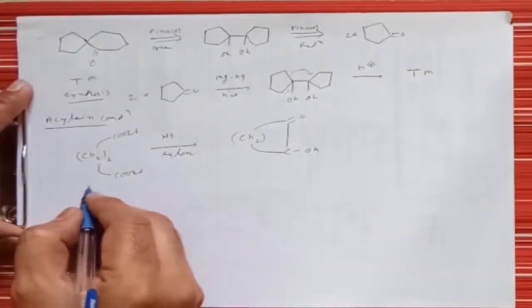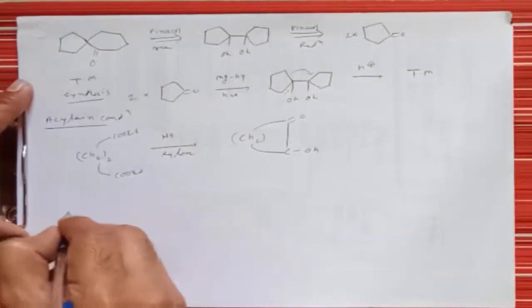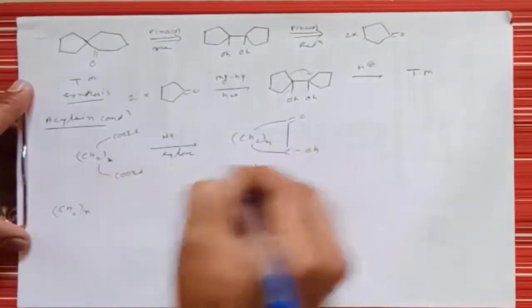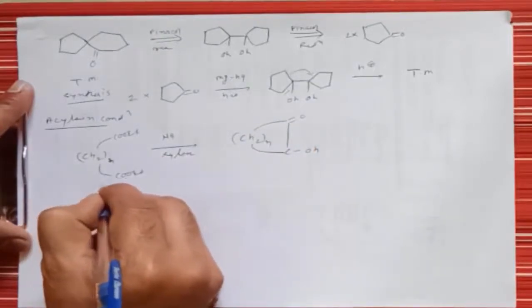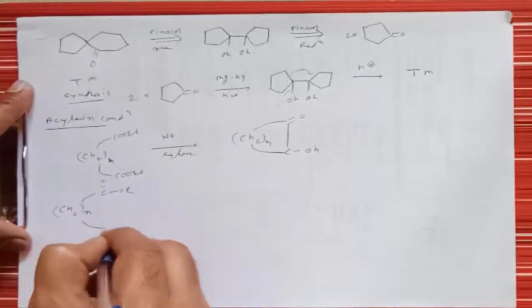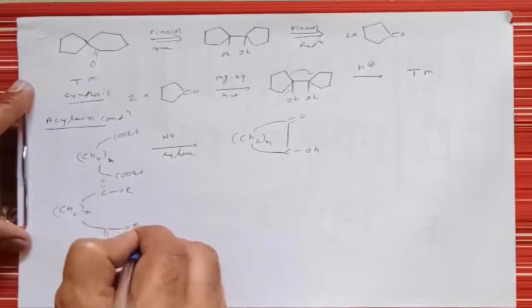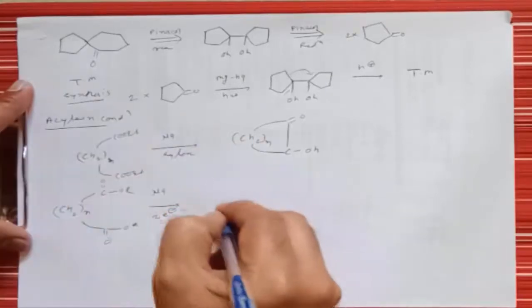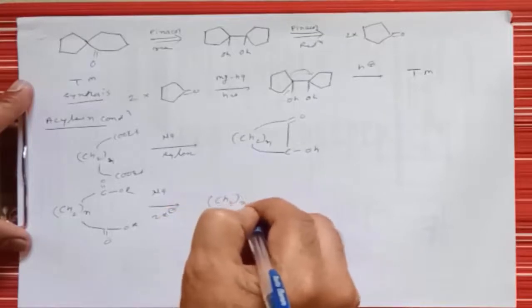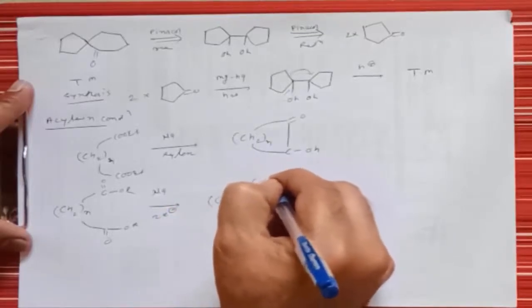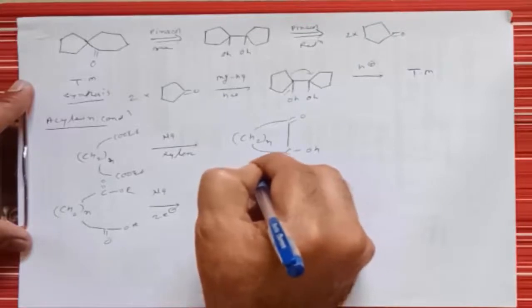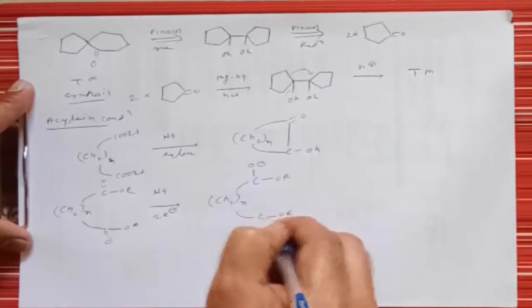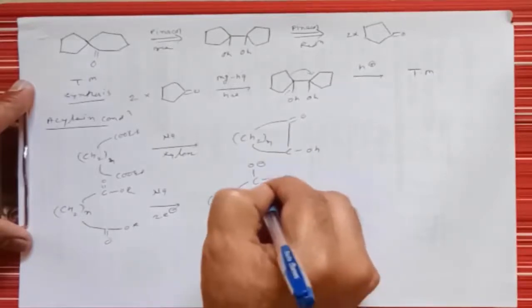Let us take an overview of this mechanism. That means there is a CH2, there are n number of CH2, right, and then there is C double bond OR, this is general, C double bond OR, and if we treat this molecule with sodium, sodium will donate 2 electrons, and then it gives formation of CH2 n, and here is COR, here is O minus, and similarly here is COR, here is O minus, and there is formation of a radical, right?